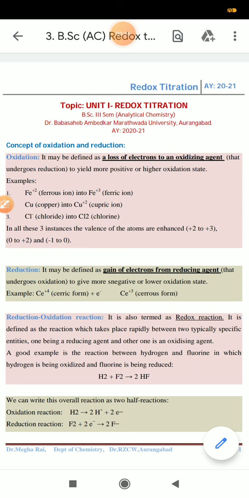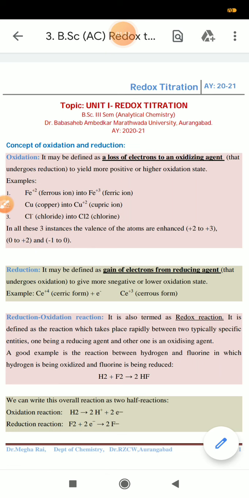Oxidation is defined as a loss of electrons to an oxidizing agent to yield a more positive or higher oxidation state. For example, ferrous ion is converted to ferric ion. Fe2+ is converted to Fe3+ by the loss of one electron. Copper is converted to cupric ion. Cu is converted to Cu2+ by the loss of two electrons.